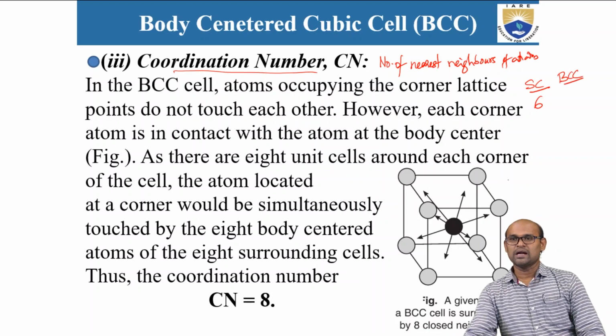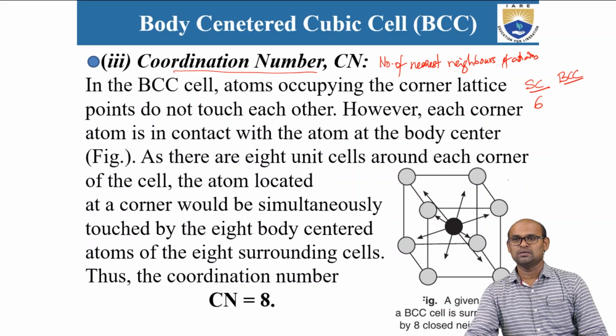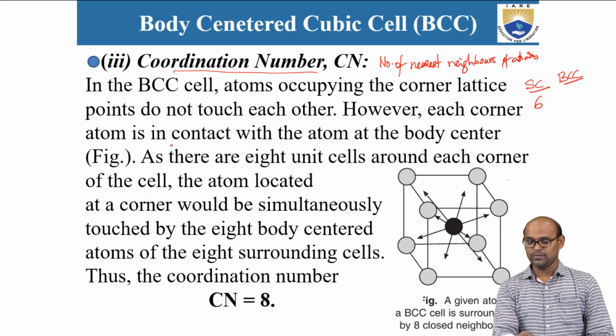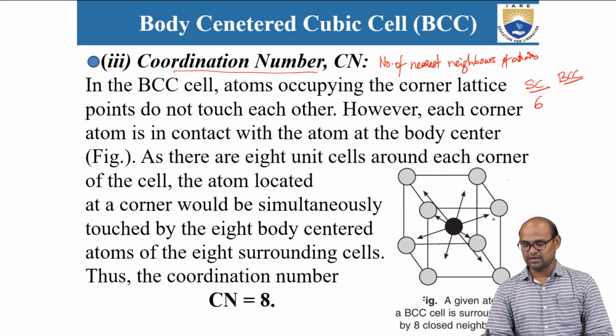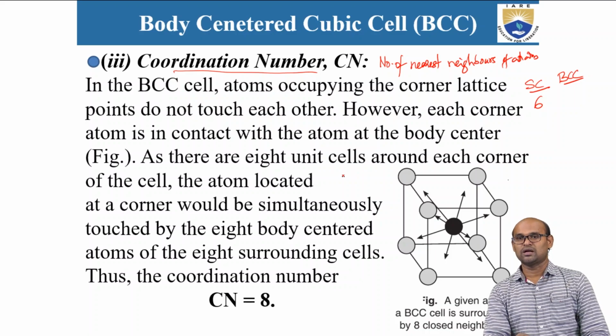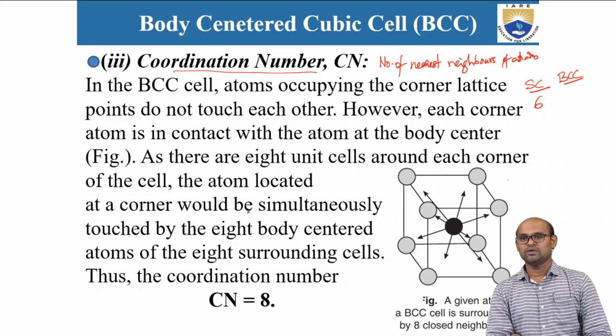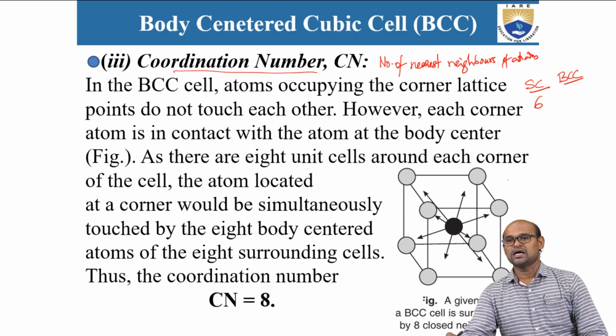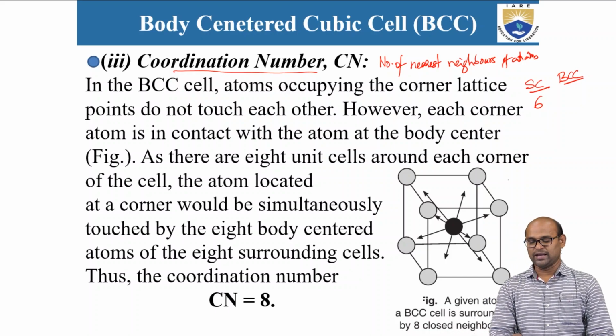So in the BCC cell, atoms occupying the corner lattice points do not touch each other. However, each corner atom is in contact with the atom at the body center. Okay, so as shown in the figure, you can clearly see each corner atom is in contact with the body center atom. So all the corner atoms are in contact with the body centered atom. Okay, as there are 8 unit cells around each corner of the cell, the atom located at a corner would be simultaneously touched by the 8 body centered atoms of the 8 surrounding cells. Thus the coordination number is 8.